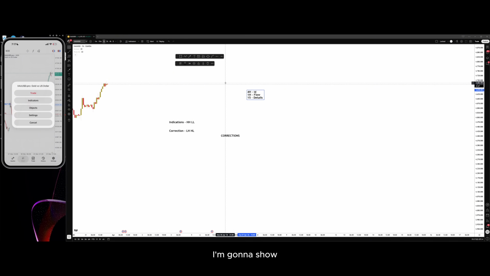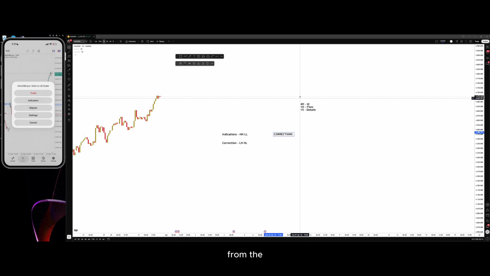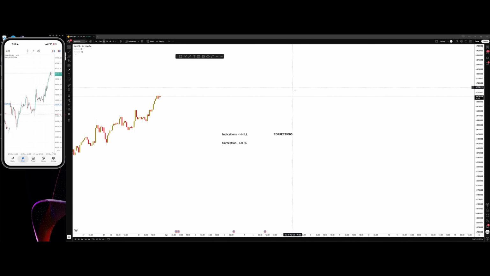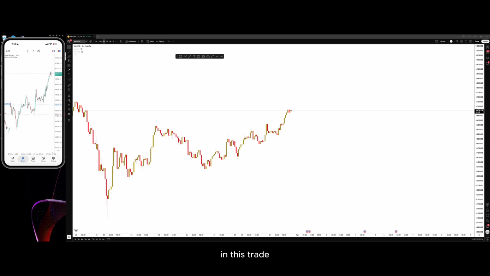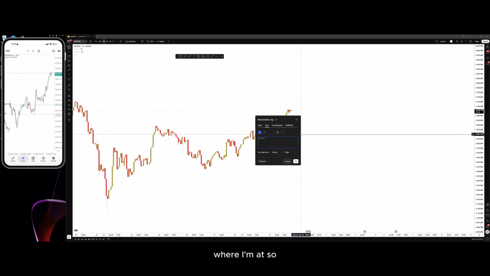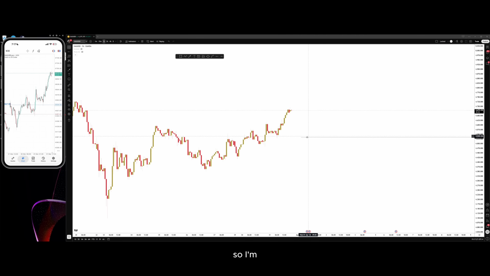In this scenario, you're going to see me come from the 4-hour time frame to the 1-hour time frame to the 15-minute time frame. And as we can see, let's go ahead and delete all this. I'm currently in this trade at 4,534, so I'm going to mark exactly where I'm at. We're going to come here, tag this, 4,534. So I'm right around here. I'll put this right around here so I can show you guys.